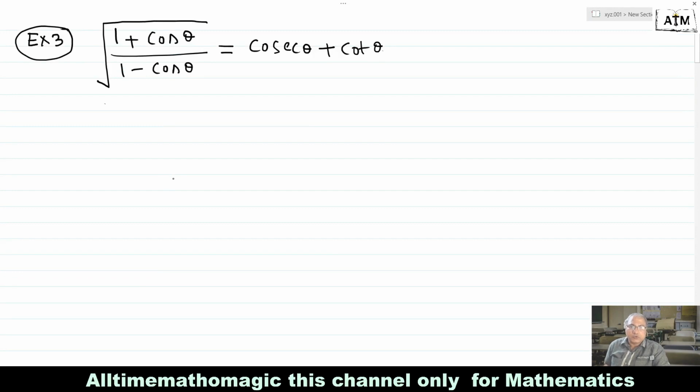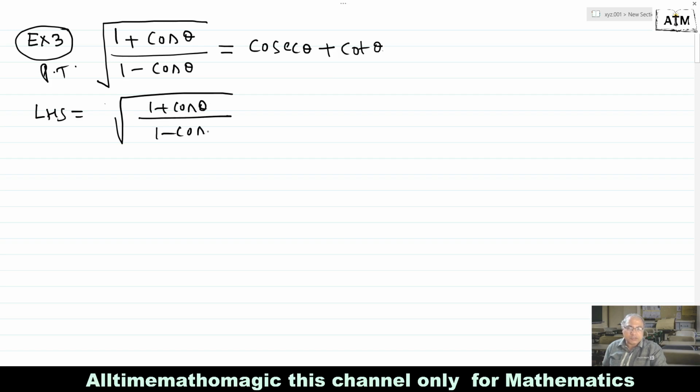Next question, prove that under root of 1 plus cos theta upon 1 minus cos theta equals cosec theta plus cot theta. So taking LHS, 1 plus cos theta upon 1 minus cos theta. Now to get the cosec and cot, we must get something like 1 upon sine and cos upon sine. For that, only one option is left, that is multiplying and dividing by 1 plus cos theta.